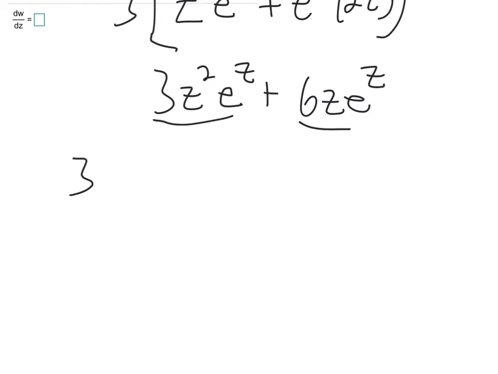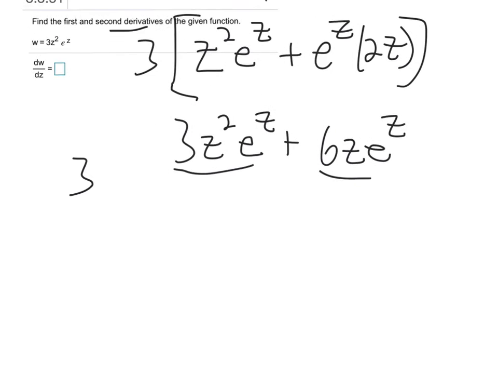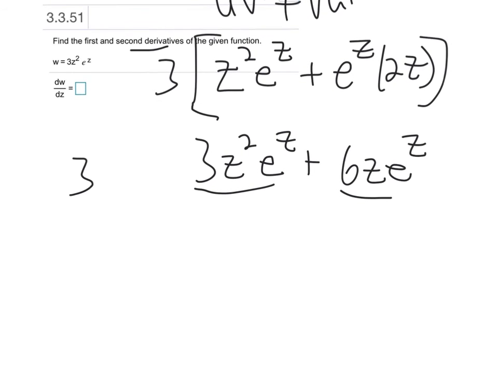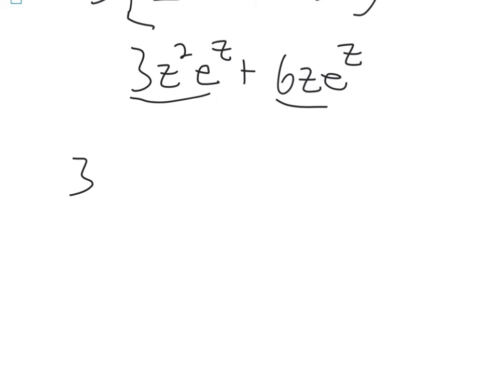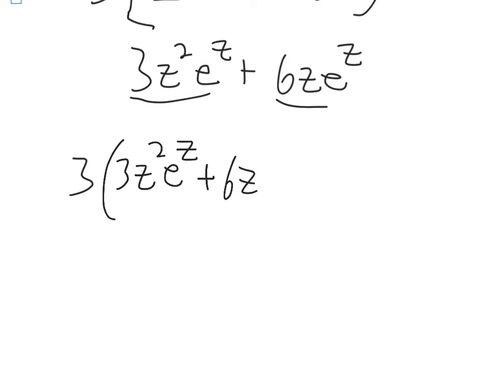So isn't this the original function? Isn't that first one the original function? It is. So we've already done that derivative. So I know here. Let's just write it this way: 3z squared e to the z plus 6z e to the z. So that's the derivative of this. It's the same as the original function.